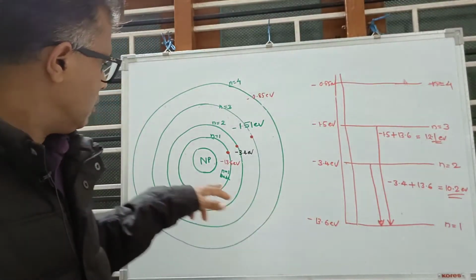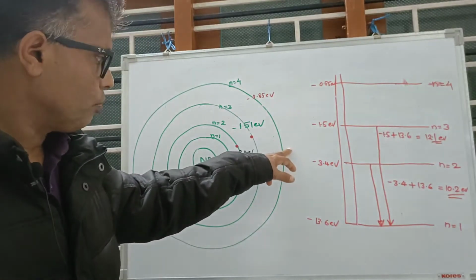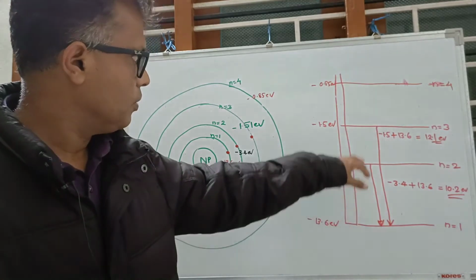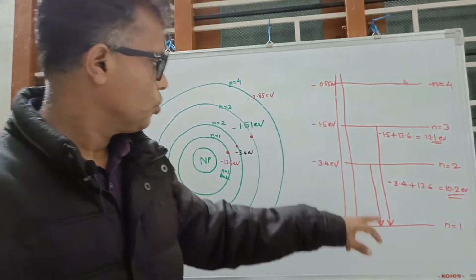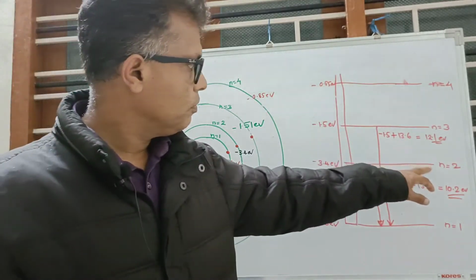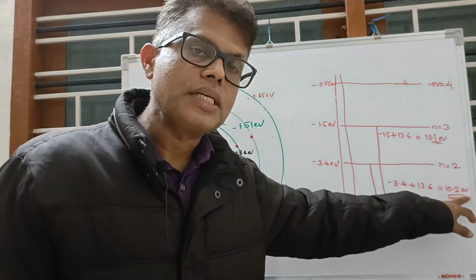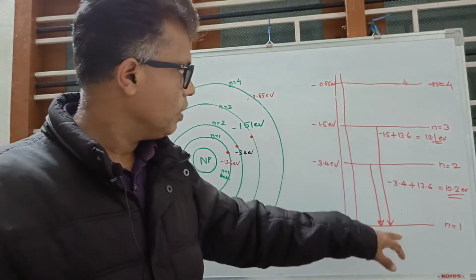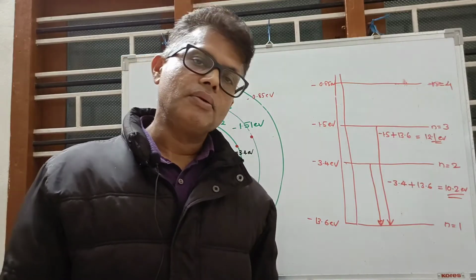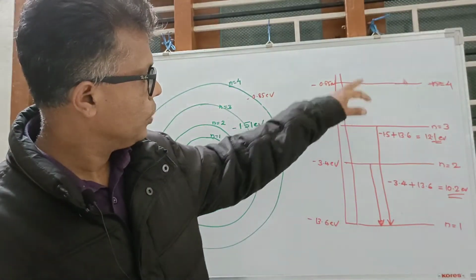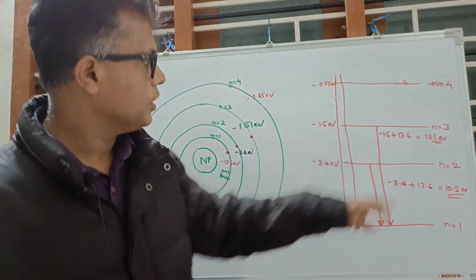This one is the base orbit, second orbit, third orbit, fourth orbit. The same: first one, second one, third one, fourth one. 13.6, 3.4, 1.6, 0.85. So if an electron is jumping from the second orbit to the first orbit, 13.2 electron volt will be radiated outside. If it is jumping from third to first, 12.1 electron volt will be radiated outside. Clear now? You can calculate this way also. Second one, from fourth to second, third to second, you can just calculate.